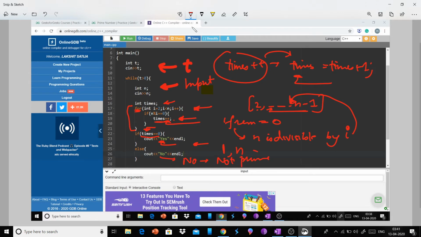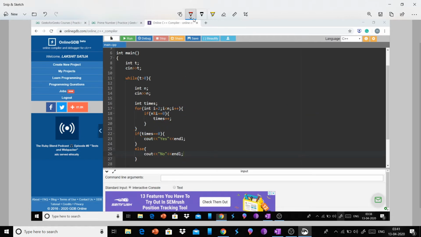Right. And one more thing. Now one more concept I want to discuss. Suppose n is equal to 2, right? We are checking from 2 to n minus 1, right? So we are also considering 2, right? So 2 will divide 2, right? Remainder will be 0 and times will be increased, right?